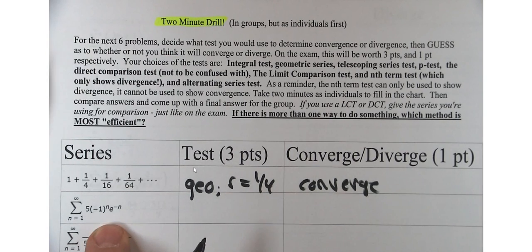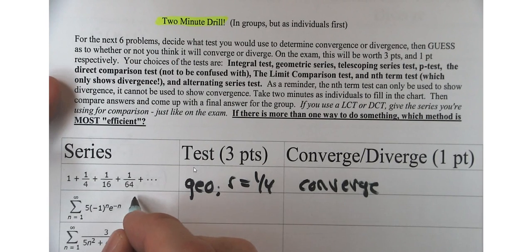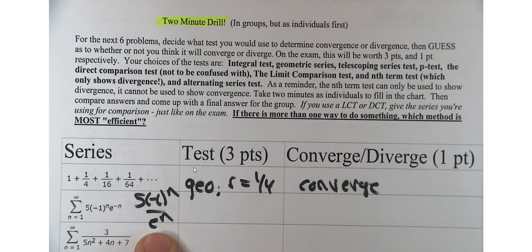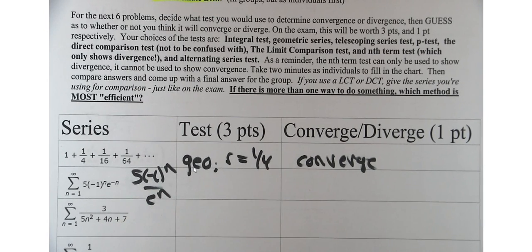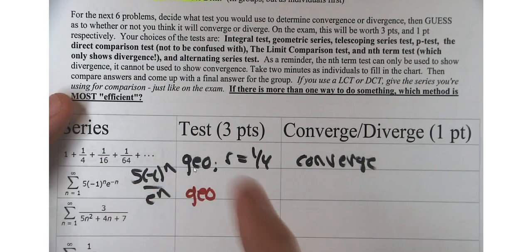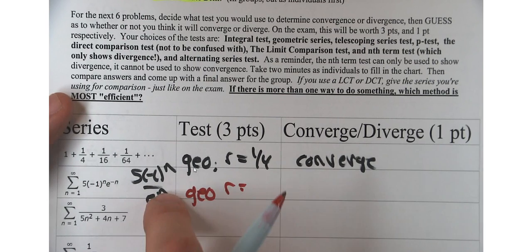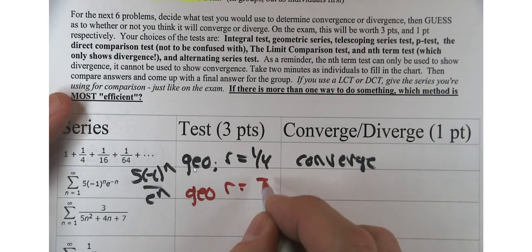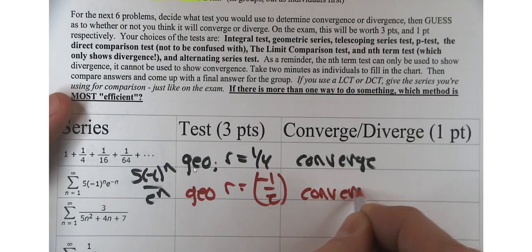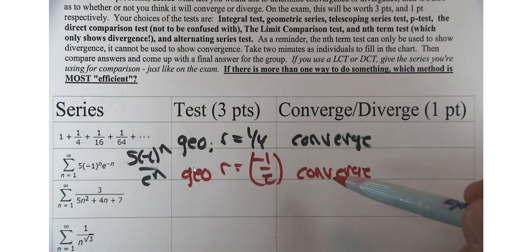How about this one? That one, if you rewrite it as 5 times (-1)^n over e^n, it's really another geometric series. So it's just kind of in disguise a little bit, but it is a geometric series. R in this case is going to be -1 over e. That's going to be your R. That's going to converge as well. You could also probably use an integral test there.